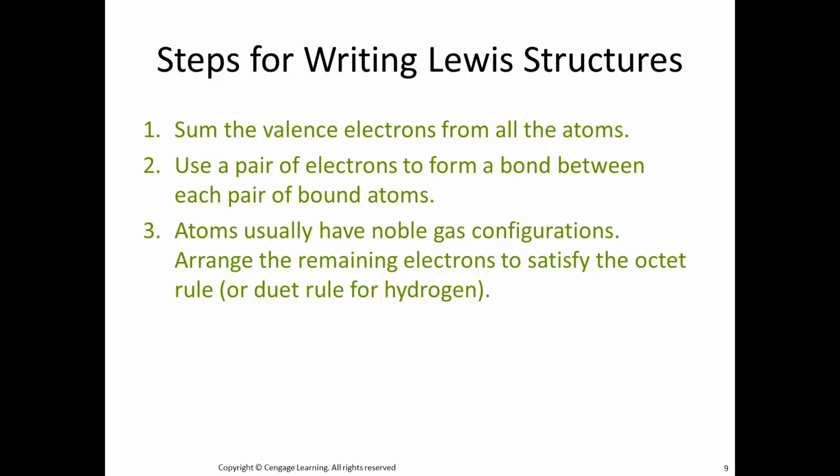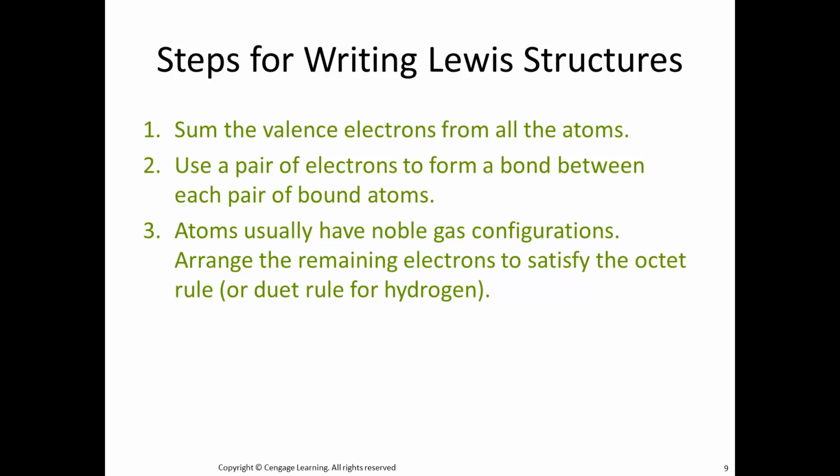So let's go through some steps for writing good Lewis structures. The first thing we do is sum the valence electrons from all atoms. We do this by looking at the periodic table and determining how many valence electrons each atom has and total up all of the valence electrons. If there is a negative charge, we add electrons. If there's a positive charge, we subtract an electron from the total number of valence electrons.